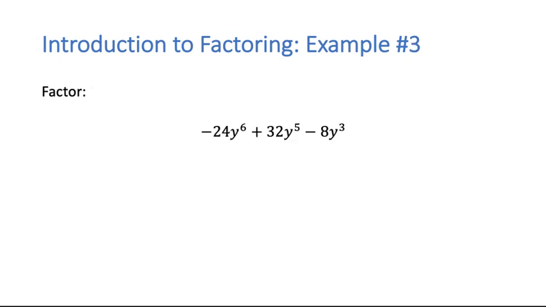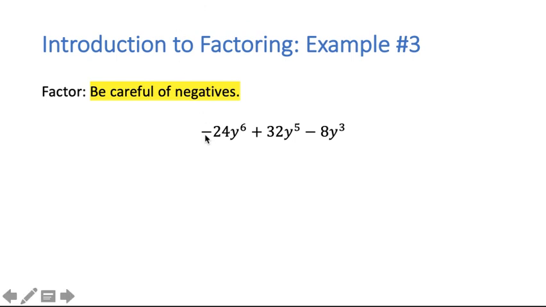Okay, look at example 3. In example 3, I've used this example for one specific reason. It has a negative as the lead coefficient. So this leading term has a negative sign. And when we are factoring, we want to make sure that leading term is positive. So we're going to factor out a negative.